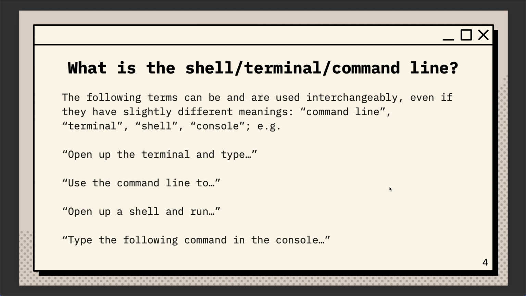So all the terms we just discussed are often used interchangeably, even if pedantically they have slightly different meanings. So here are just 4 examples of what people often say, and they can all be considered correct. So we might open up the terminal and type some commands, or we might use the command line to perform some action. We're going to open up a shell and again run some commands, or we might type the following command in the console, which refers to the terminal emulator. So all of these terms are often used interchangeably.